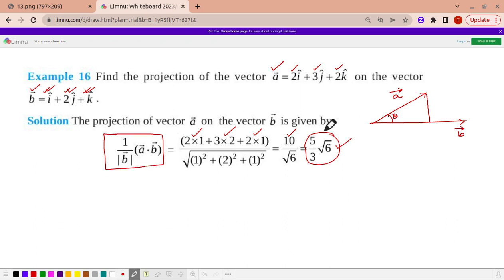Again, if you do not understand what is the projection and how come this formula came, that projection of a vector A on the vector B as A dot B by mod B, you please look into my previous session, that is session 4 on vector algebra.